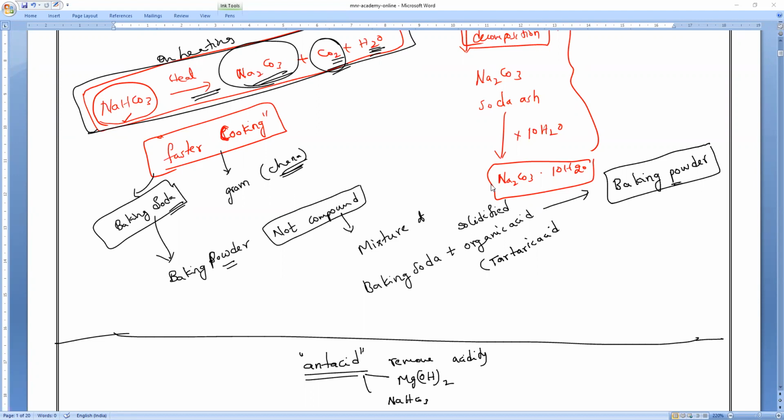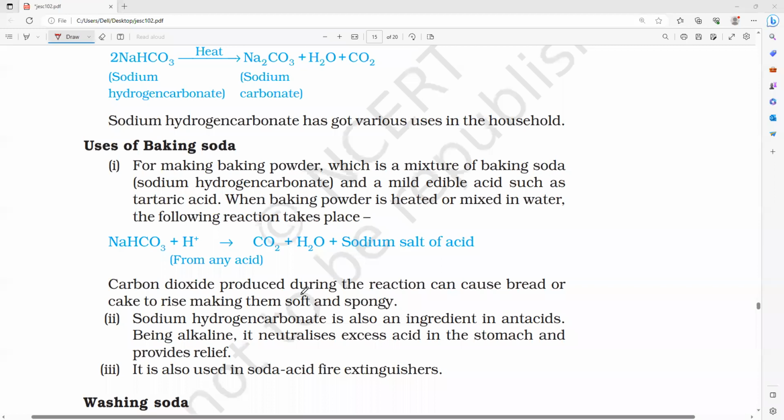Do you all understand what I am saying? Acidity of the stomach. Clear? That is the first importance. Learn it. Each one is very important. Now the second, the most important one. As I told you, what is the difference between baking soda and baking powder? Baking soda is the compound and baking powder is a mixture.